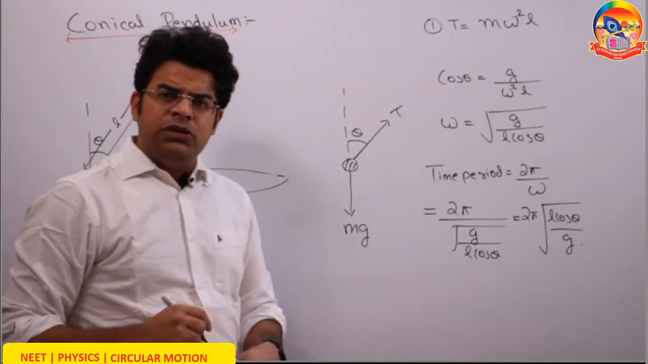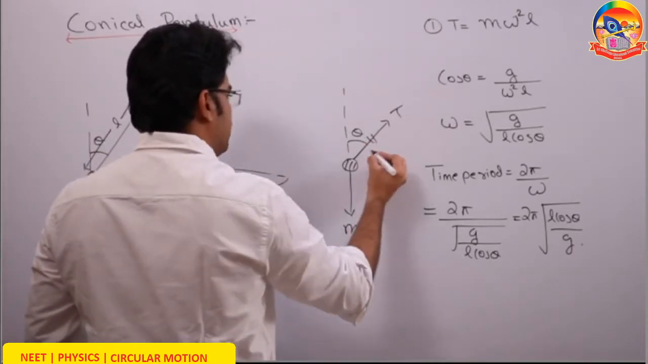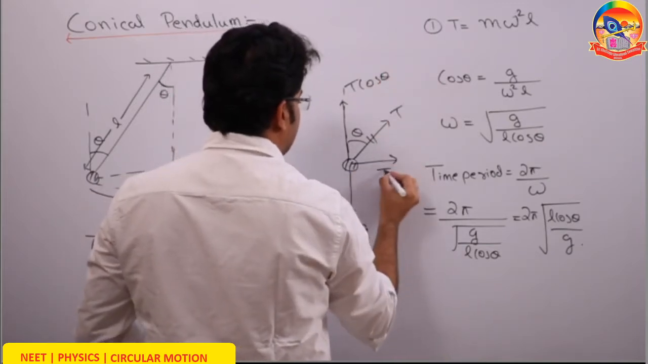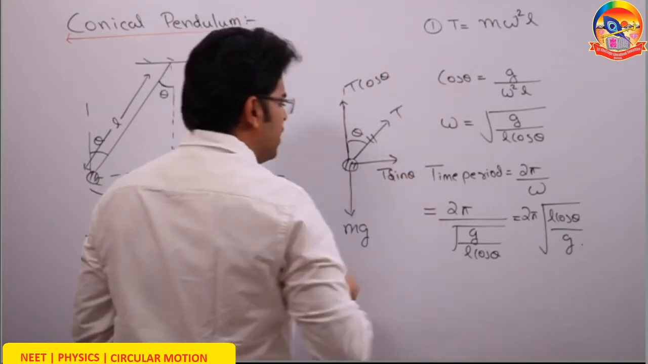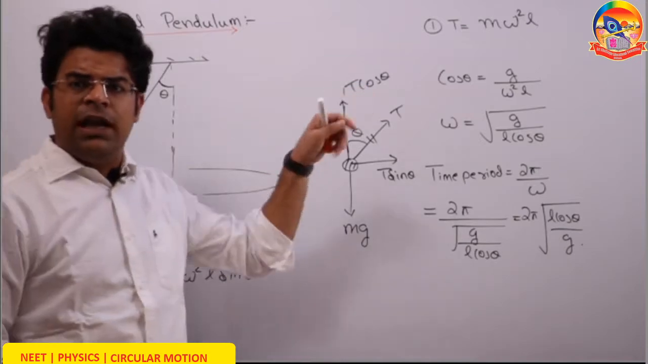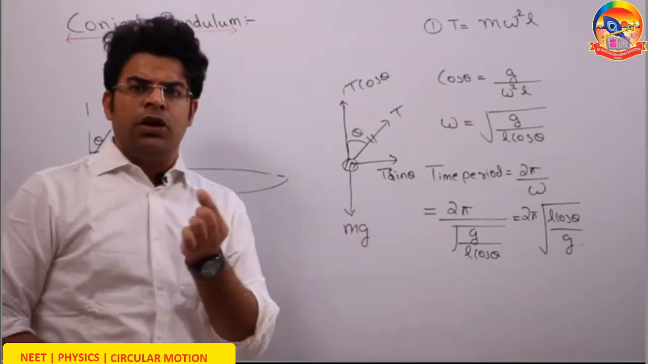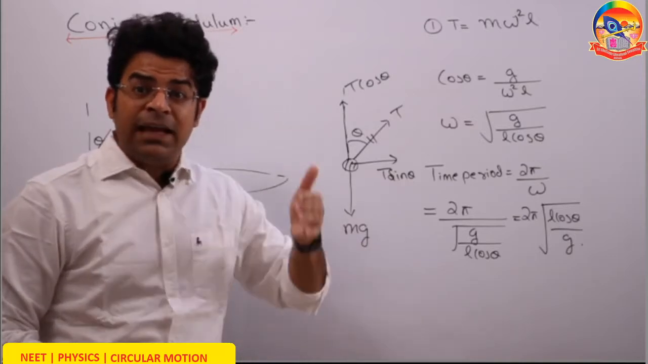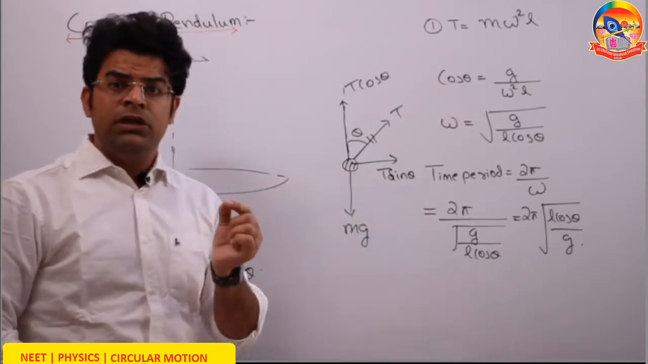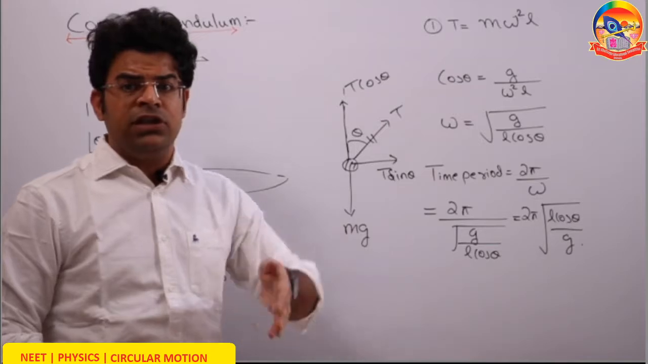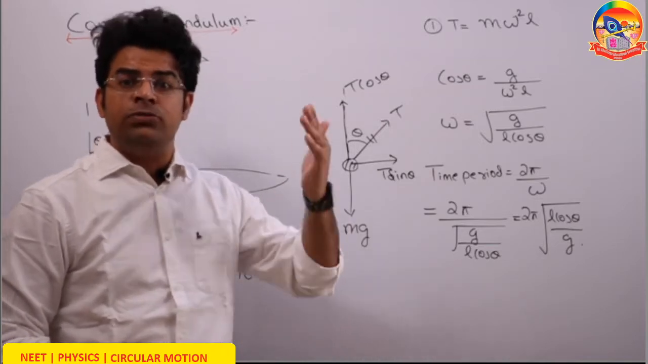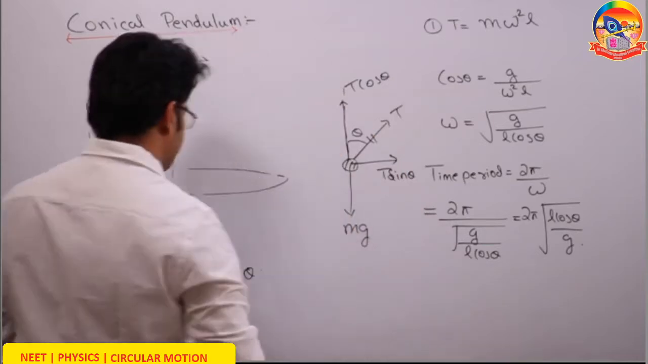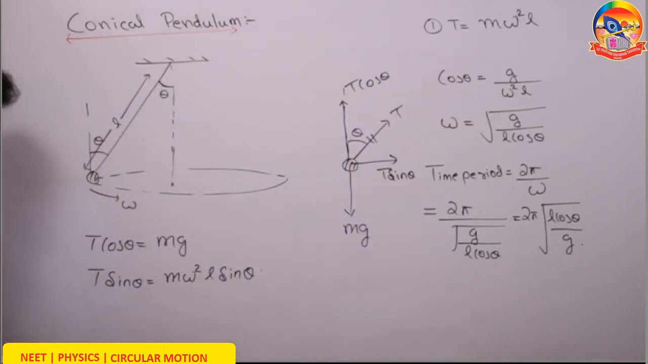Now we can break down this force of tension into two components. The vertical component will be T cos theta and the horizontal component will be T sin theta. Under the influence of these two forces, tension and mg, the bob moves in the horizontal plane. Since the bob moves in the horizontal plane, it doesn't have any vertical acceleration. Since it does not have any vertical acceleration, the net force in vertical direction has to be 0. So the vertical component of tension T cos theta must balance out mg. T cos theta should be equal to mg. This is the first equation.